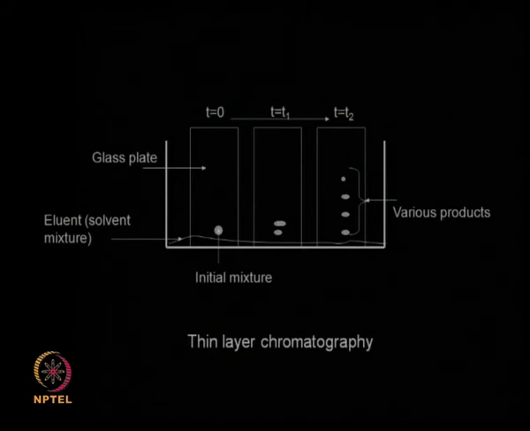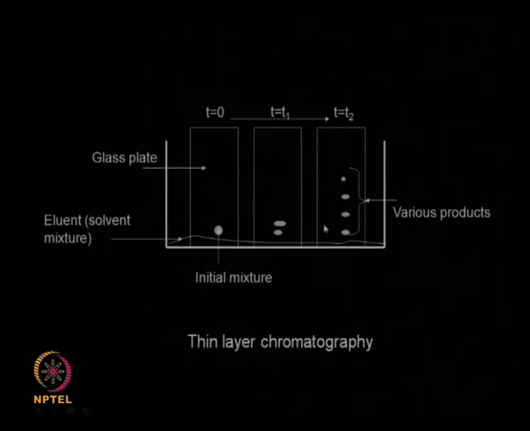So, if you have 2 or 3 expected products and you have authentic or pure samples of those 2 or 3, you can spot them along this particular product and see where it goes and stops. Then you can say this is possibly that product, this is possibly the other product, and so on actually.